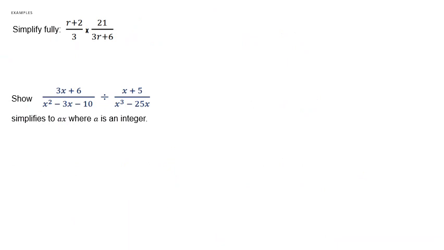These examples get trickier. It's really useful to look to cross cancel before we multiply them out. So we've got multiples of 3. So r plus 2 over 1. And we've got 3r plus 6. Now, we can factorise this.